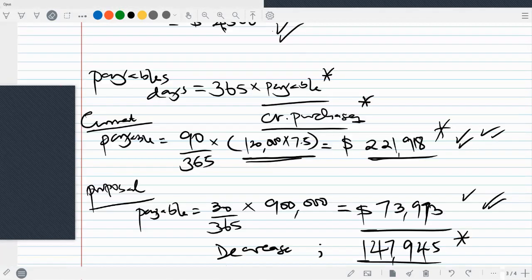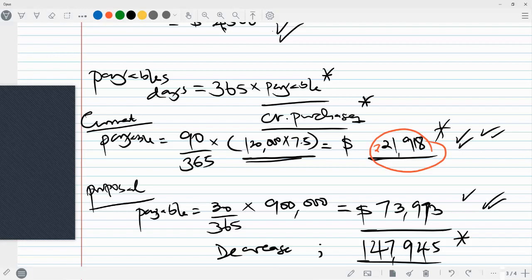Don't forget our main idea is to determine how much we owe the suppliers. We owe them money in terms of buying. We bought goods from them on credit. Before, the amount they used to finance us, in the form of goods, was 221,918. That's the amount we as a company used to get from our supplier in the form of goods on credit.